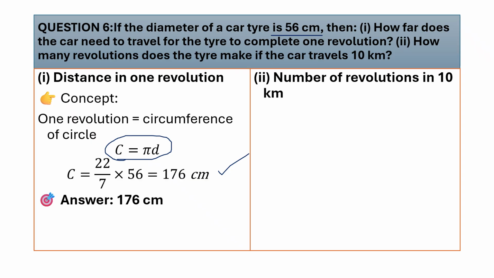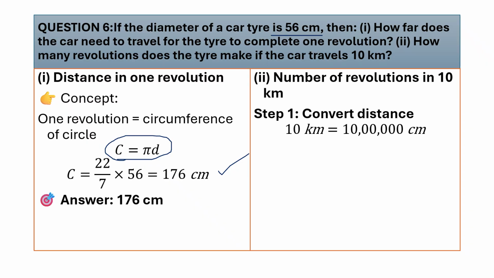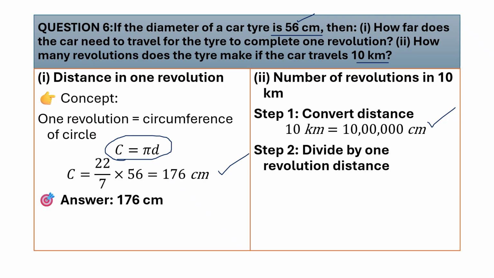So number of revolutions in how many kilometers? That's 10 kilometer. So step 1, you need to convert the distance into centimeter. Now you might ask, why centimeter? Children, the unit we have to keep in mind, it started with centimeter unit. So it's a request that you also convert kilometer to centimeter. So 10 kilometer will be, this is the figure number, so convert it into centimeter.